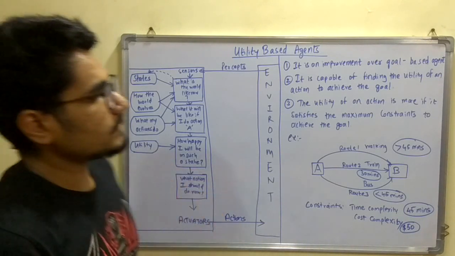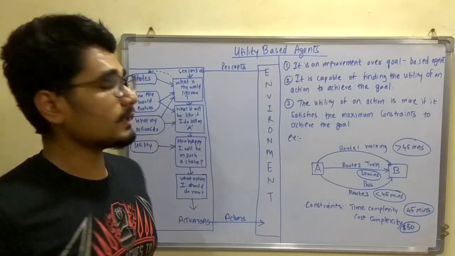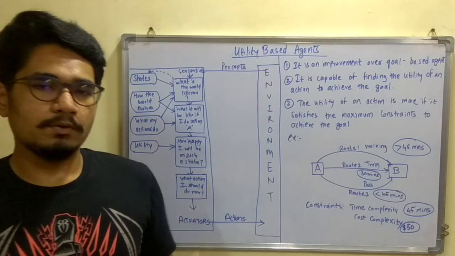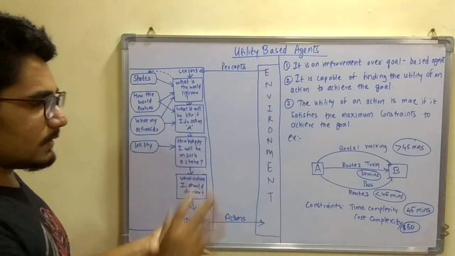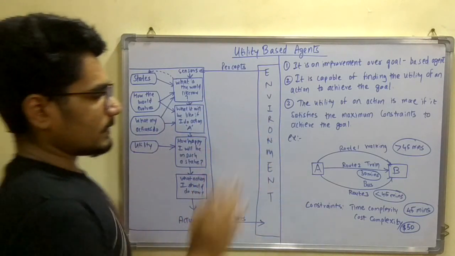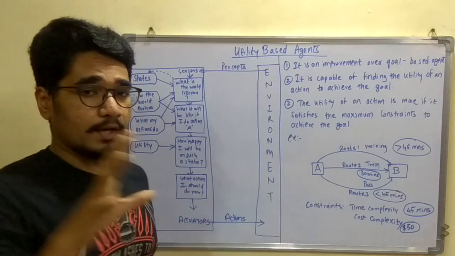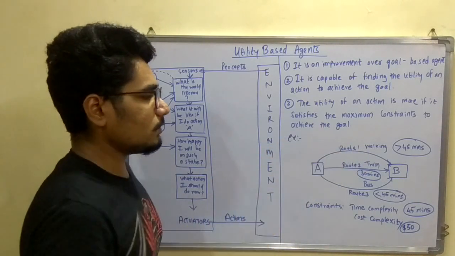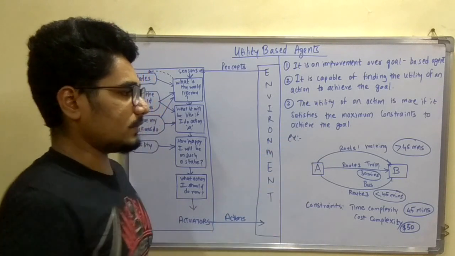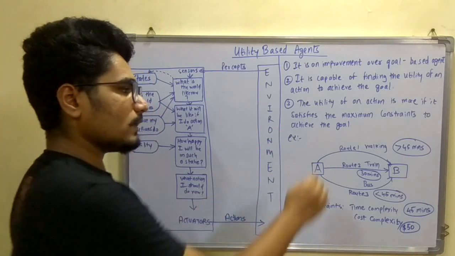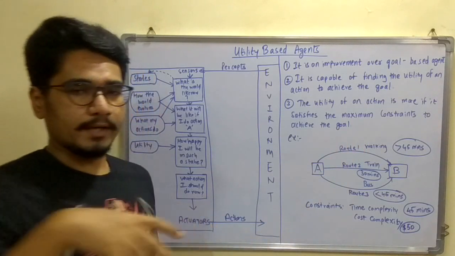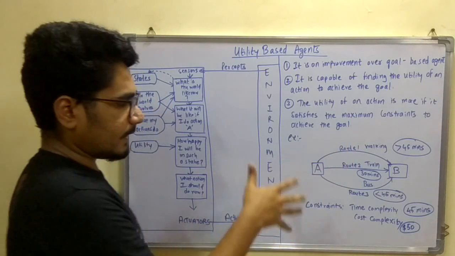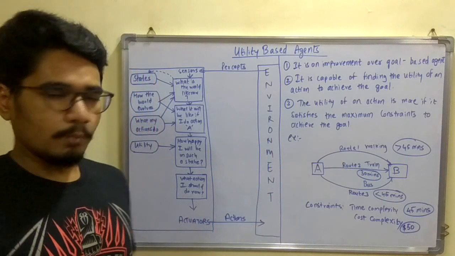And the utility of an agent is more if it satisfies the maximum constraints to achieve this goal. For example, if you want to reach a particular destination, let us consider this example. You have to reach from goal A to goal B, and there are three different routes: route 1, route 2, and route 3. In route 1 you can go by walking, in route 2 you can go by train, and in route 3 you can go by bus.